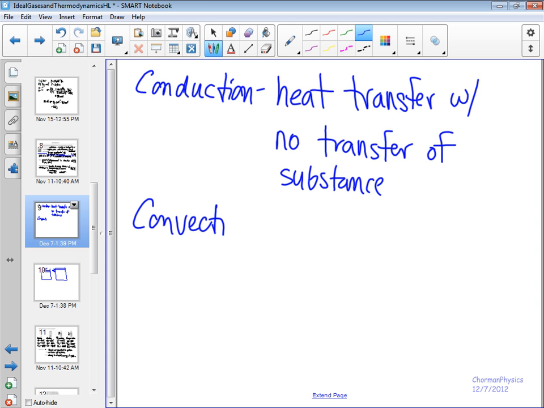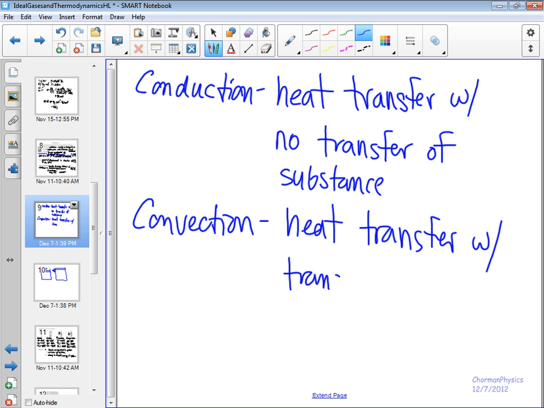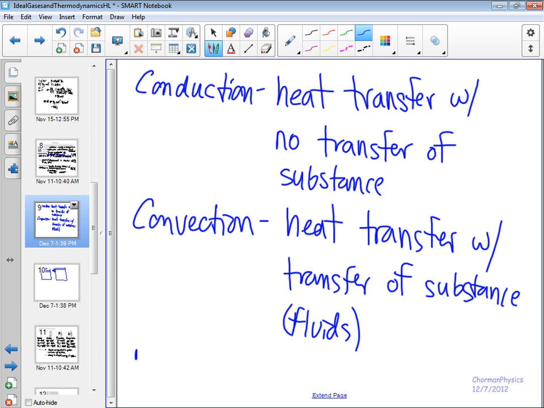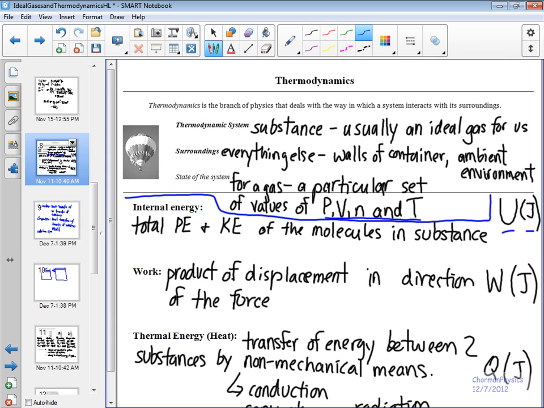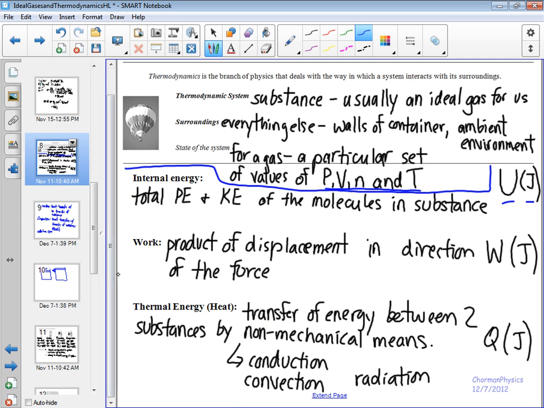Convection is when you have heat transfer with transfer of the substance. In other words, you have a bulk movement, and typically this happens with fluids, okay? That's where we'll see this. In radiation, well, that's just electromagnetic radiation. All right? Nothing too exciting there. They're different in terms of what you should already know. So thermal energy is going to be given to us in Q, and the units are joules.